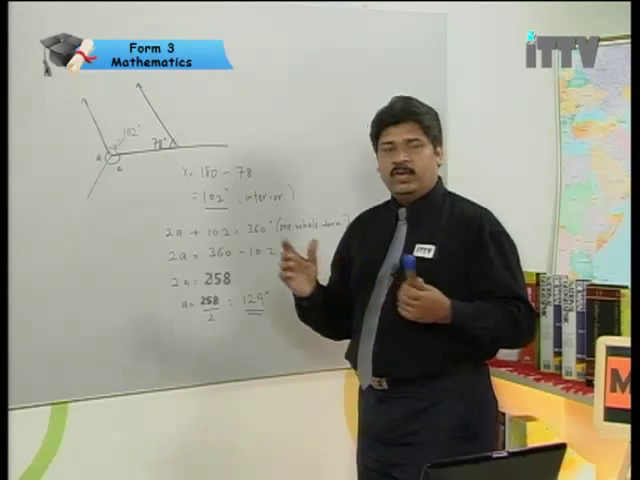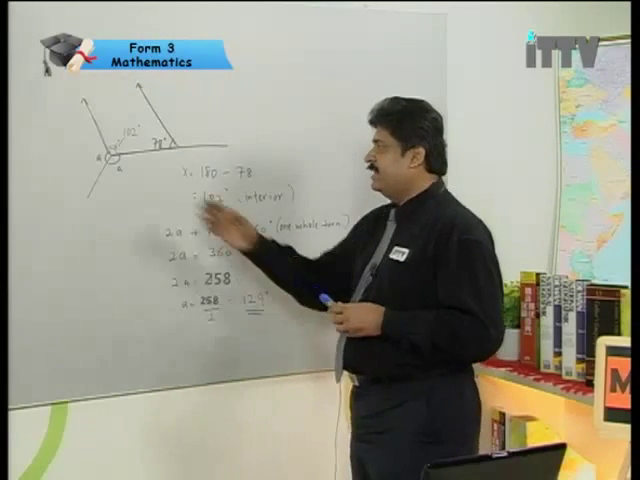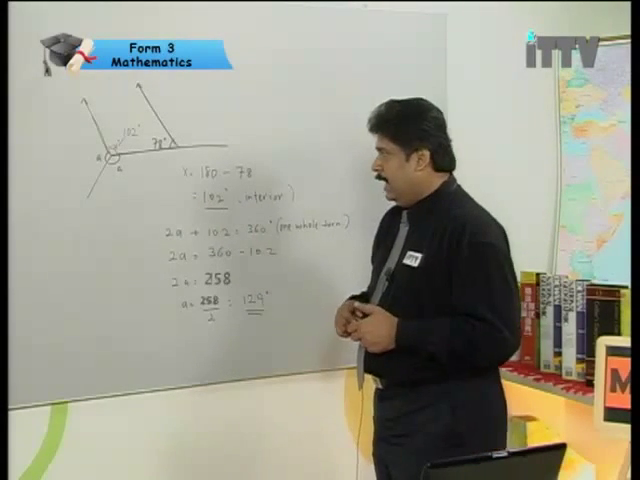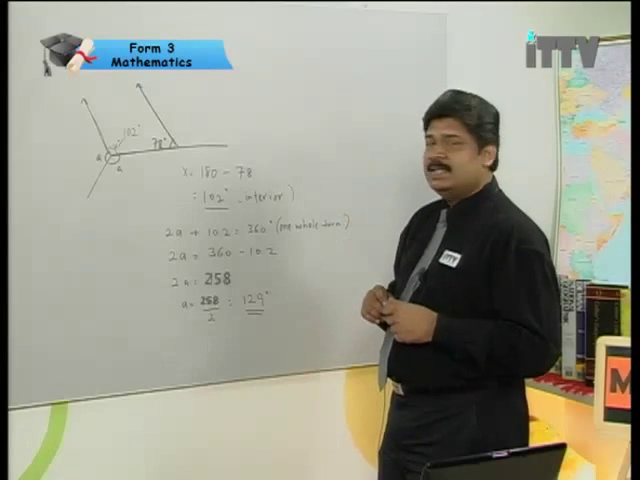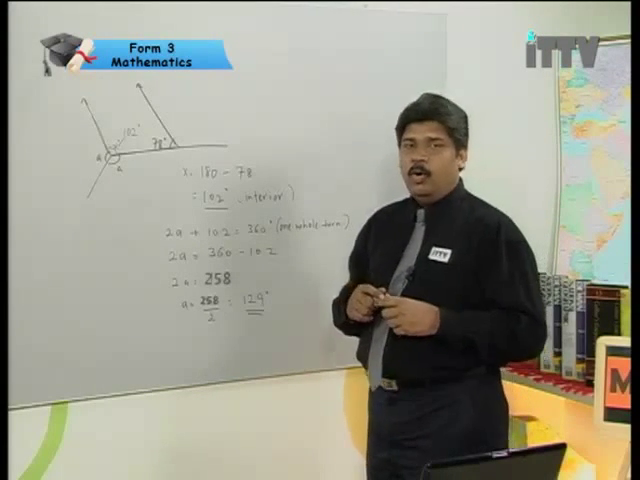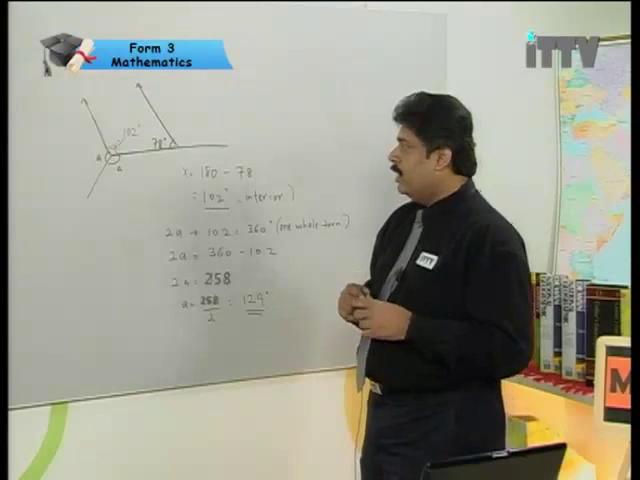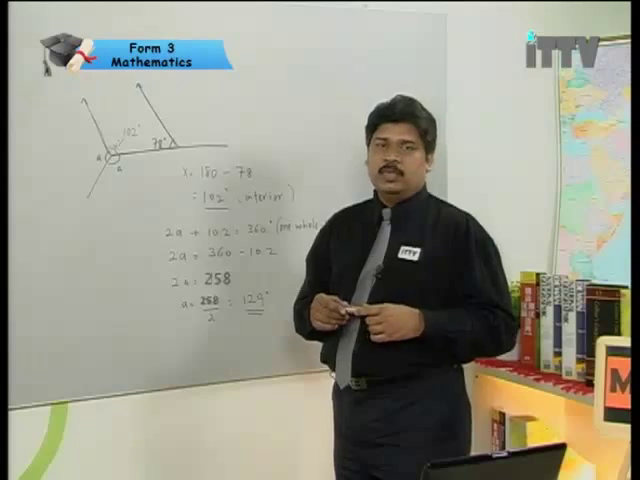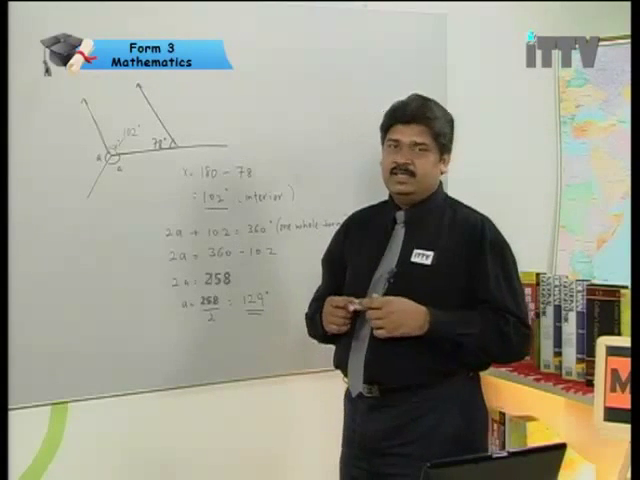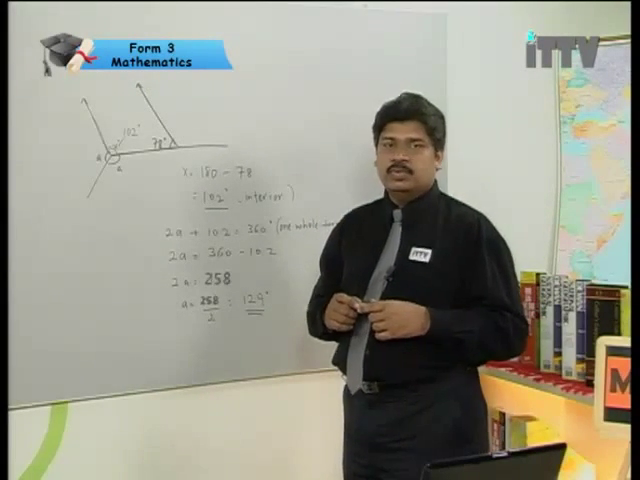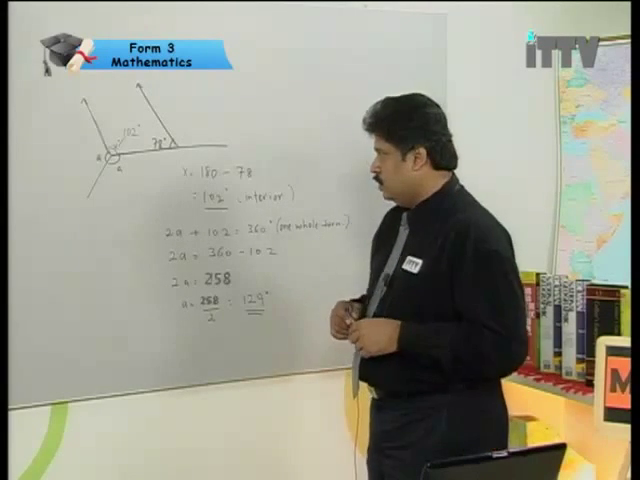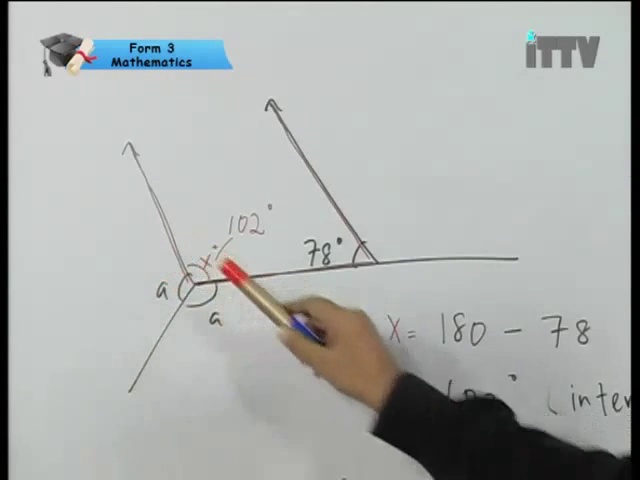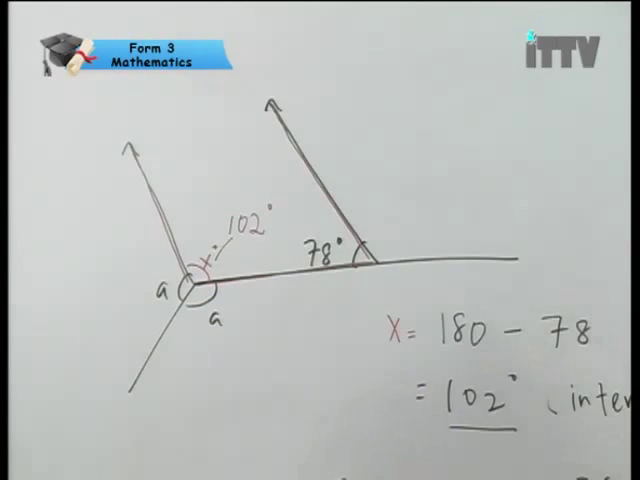Now, that is not what we want to find. We want to find the value of A, particularly 1A. In order for me to solve for A, I must understand the concept of one whole turn. When you talk about one whole turn, the sum of angles on one whole turn amounts to 360 degrees. That is an important issue that need to be taken down. So, meaning to say, if I add all these values up, it will amount to 360 degrees.